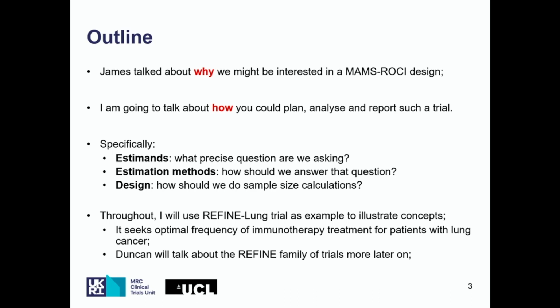So specifically, I'm going to talk about estimands, so about refining what is the precise question that we're asking, then estimation methods, how we should answer that question, and design, how should we actually do the sample size calculations, how should we actually design such a trial.